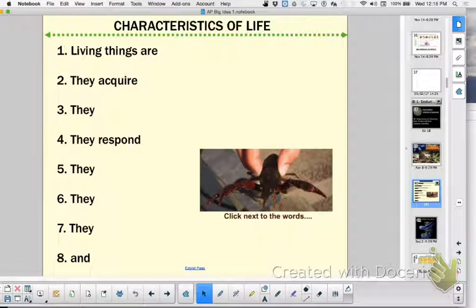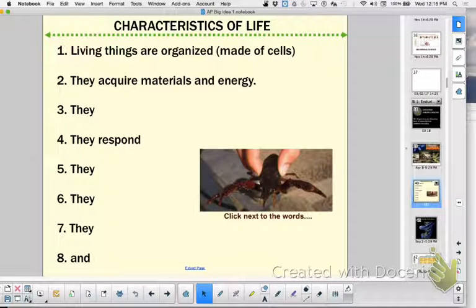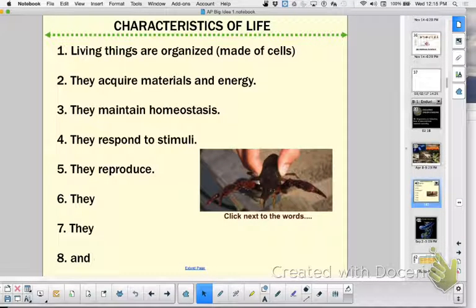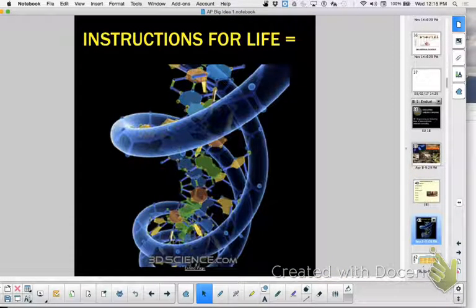Okay? And then we looked at the characteristics of life, which all living things have. So let's say that together. Living things are organized, that's made of cells. They acquire materials and energy. They maintain homeostasis. They reproduce. They grow and develop, and they adapt and die. So all living things have those in common. Are viruses alive? No. So they don't meet those characteristics.